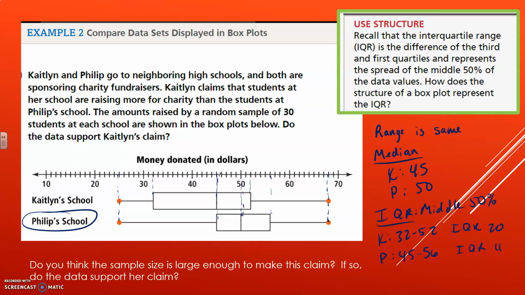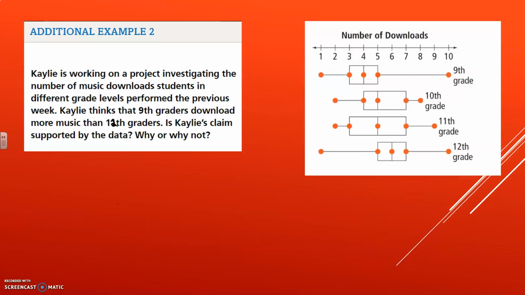Just a couple last examples that you can look at just to continue to think about what you can look at in these types of box plots. Here's another example. Kaylee is working on a project investigating the number of music downloads students in different grade levels performed the previous week. Kaylee thinks 9th graders download more music than 11th or 12th graders. Is Kaylee's claim supported by the data? Why or why not? So she's not even looking at 10th and 11th. We could go back and talk about that. But she thinks that 9th graders produce more.